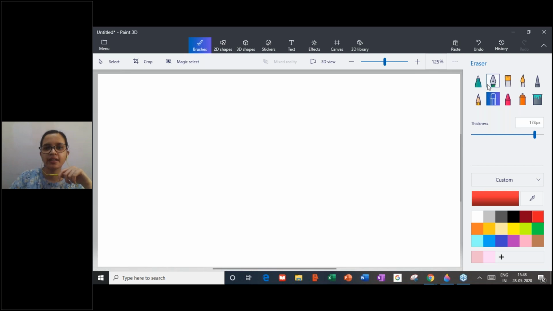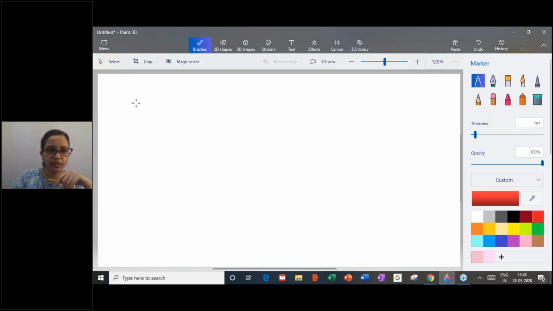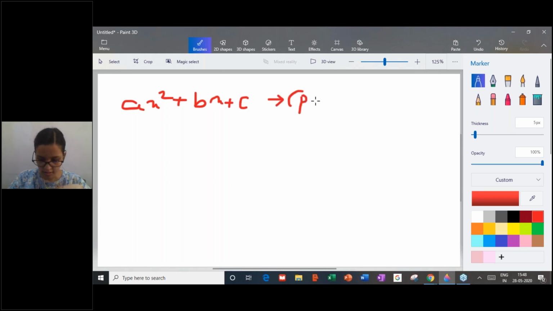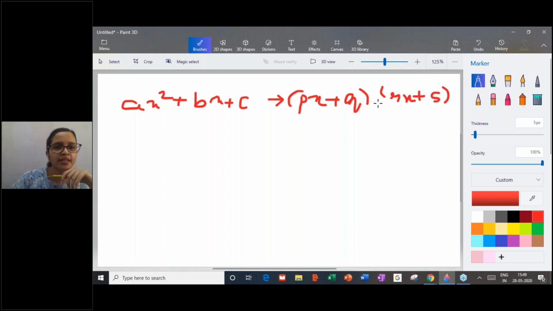Okay, have you ever wondered how they get the splitting of the middle term? Suppose this is the equation, x squared plus bx plus c, and it has these factors, suppose px plus q and rx plus s. The highest degree of x is 2, so it'll have 2 factors, correct? Suppose it has these factors.